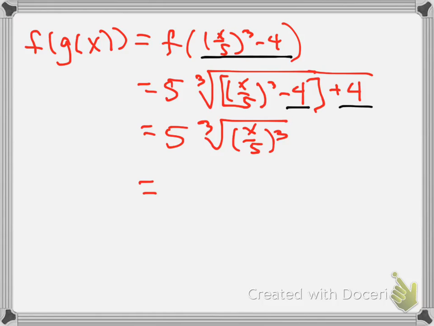And we know that a cube root and the cube function, those are inverses of each other, so those are going to undo one another. So that means we're left with 5 times x over 5, and of course the 5's cancel, leaving us just with x. So this is a good indication that f and g are most likely inverses, but we're not quite finished because we need to evaluate the composition in the other direction.